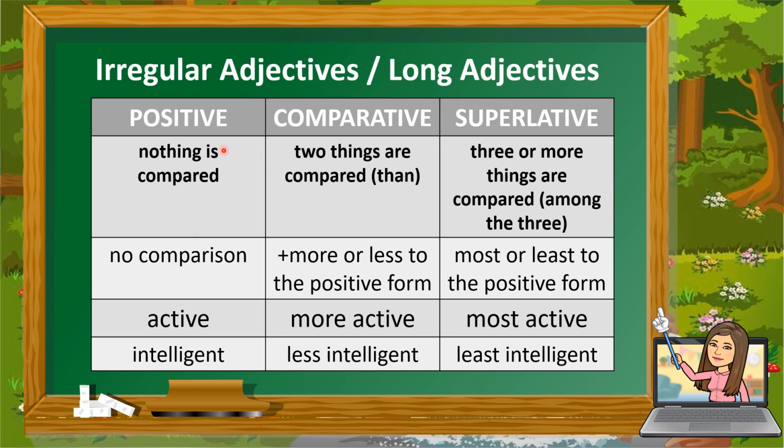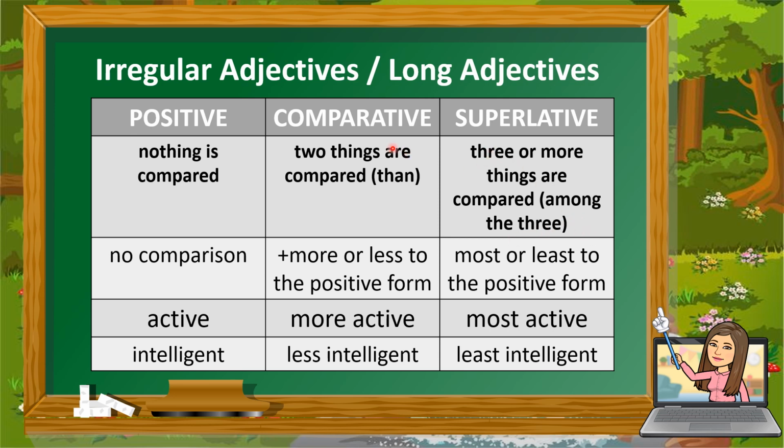Okay, there you go. So, positive, comparative, and superlative degree of irregular adjectives and long adjectives. Do not be confused, children. We are done already in regular and short adjectives. Now, we are proceeding to irregular and long adjectives, okay? So, in positive degree, there is nothing to compare to. Comparative degree, 2 things to compare. Superlative, 3 or more things to compare. Still, the same clue word in comparative degree, than. Superlative degree clue: among the 3 or among them or the rest.